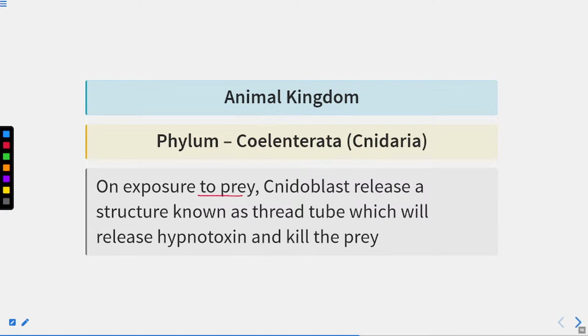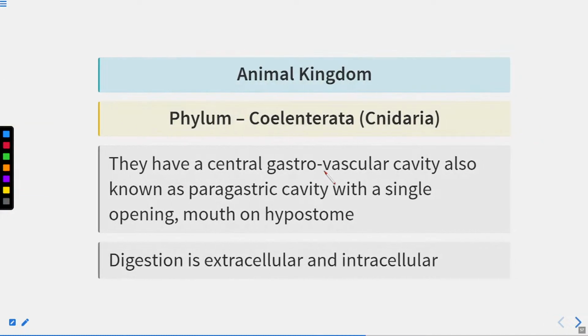On exposure to the prey, the cnidoblast releases a structure known as the thread tube, which will release hypnotoxin that can kill that prey. So that prey can be eaten by these cnidarians. So this is used for capturing the prey.